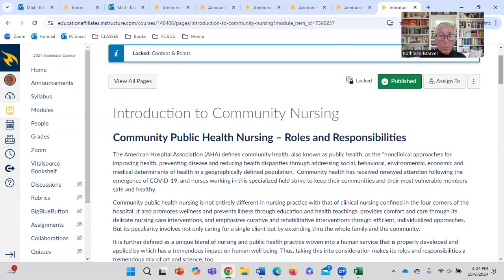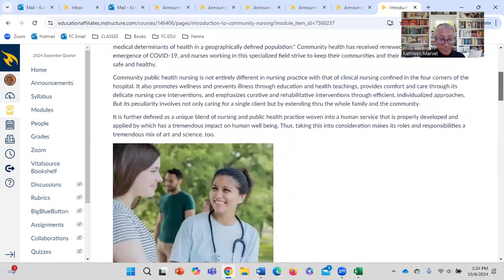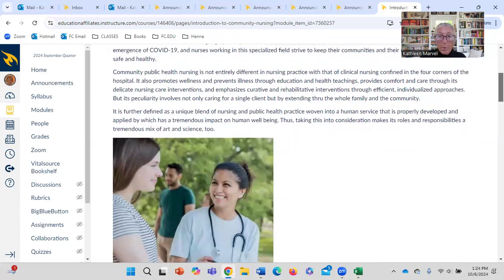One of the things we need to know is the difference between community-oriented nursing and community-based nursing. Community-oriented nursing, you're focusing on the entire community. You're looking at the health assessment of what the healthcare needs are in the community. Community-based nursing, you're focused on individualized care. That's the big difference.